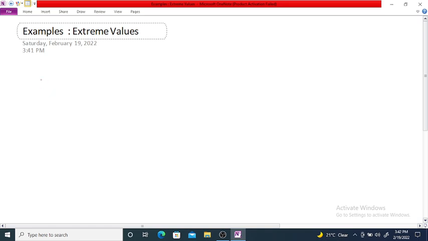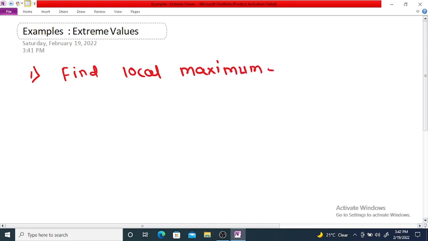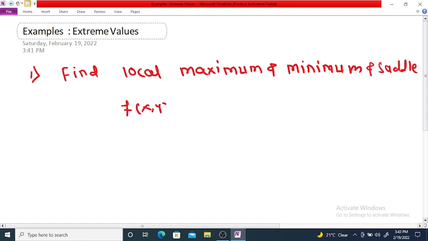Examples on extreme value. Example number 1. Find local maximum and minimum and saddle points of the function f of x y is equal to 4xy minus x raised to 4 minus y raised to 4.